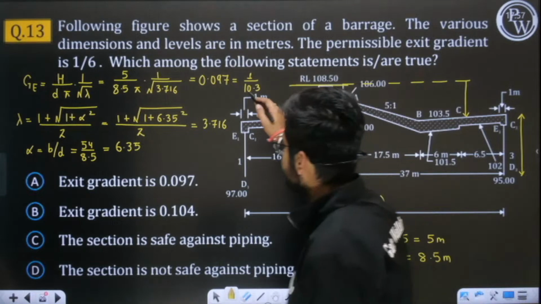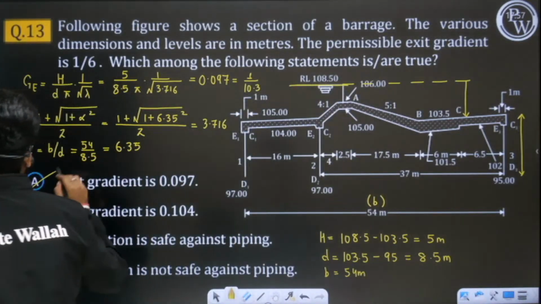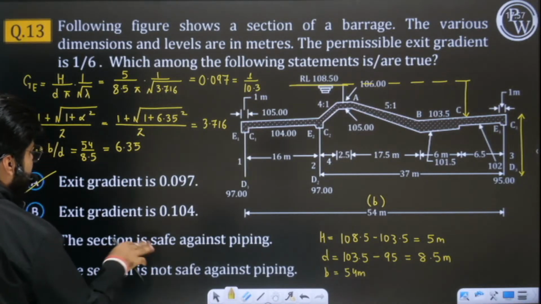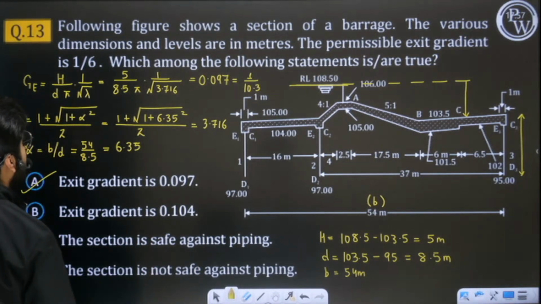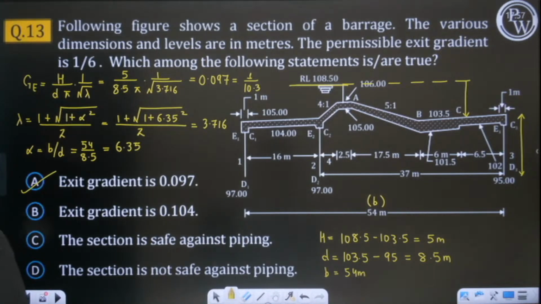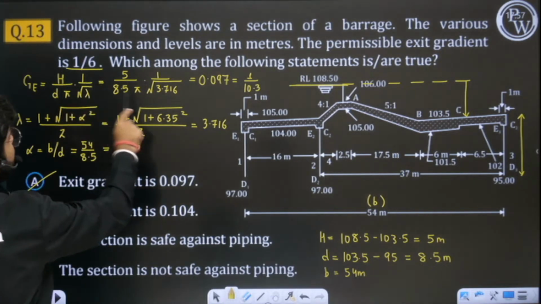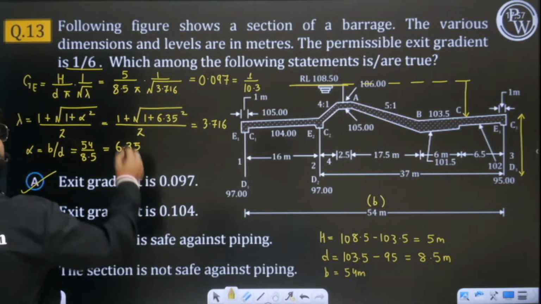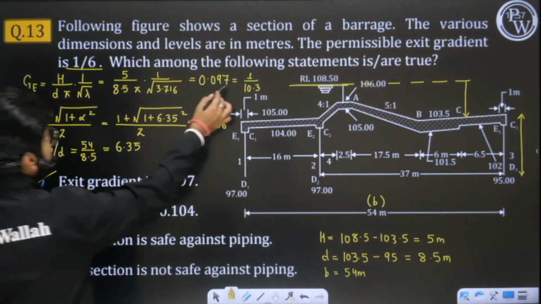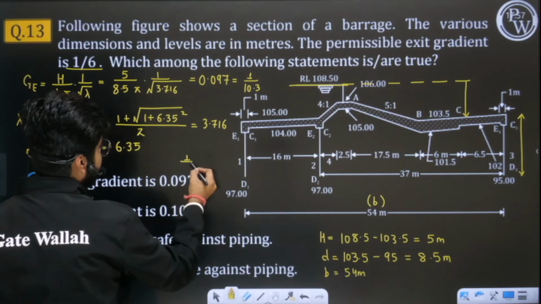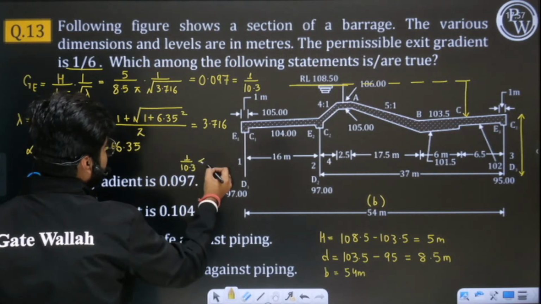Okay, so the exit gradient is 0.097. Yes, this is correct. Now we have to check if this section is safe against piping or not. They have given you the safe value of the exit gradient. The exit gradient safe value is 1 by 6. So check if this value is less than 1 by 6 or not. Yes, 1 by 10.3 is less than 1 by 6.